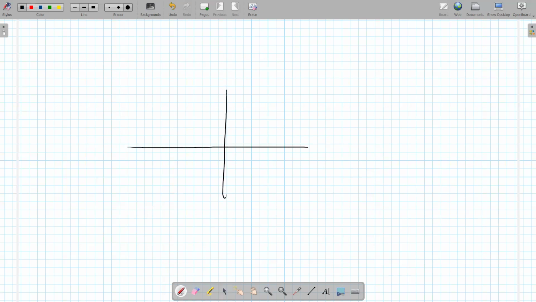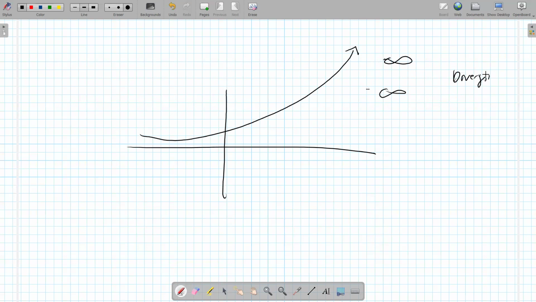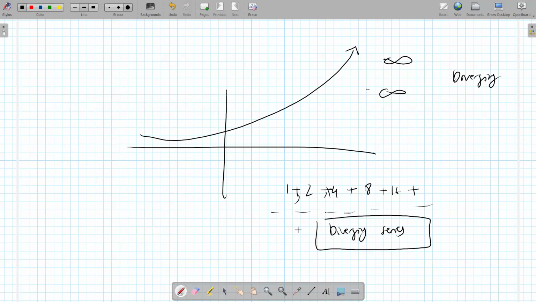it's a very powerful tool to see whether a sequence diverges. Diverges means goes towards positive or negative infinity. This is called a diverging sequence. So for example, 1 plus 2 plus 4 plus 8, you're multiplying by 2 each time. When you add them up, it's going to keep on increasing and increasing, so this is an example of a diverging series. It'll go towards infinity.